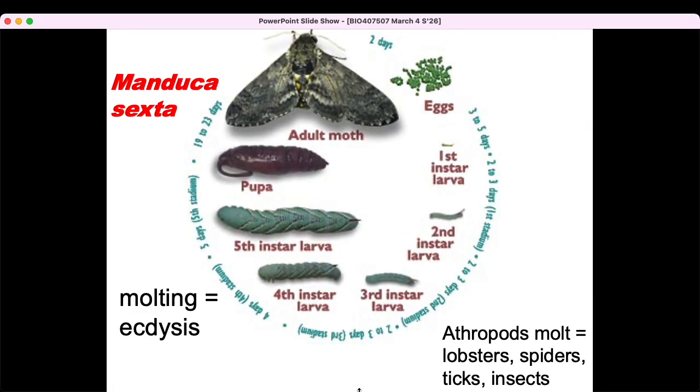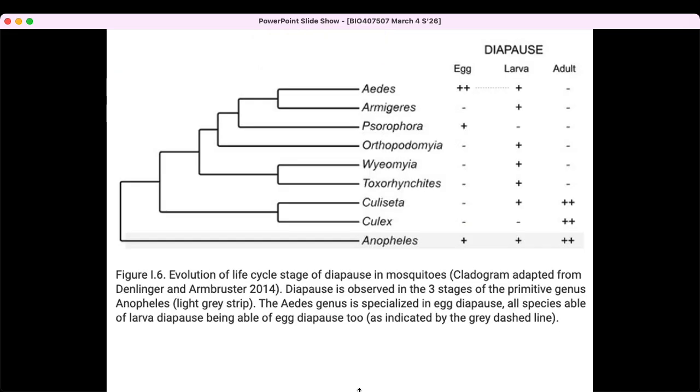So then I'll just show you this. It's just a detail, but this ability to overwinter appears to have evolved independently a lot of times. So this just shows some closely related species, and it shows whether they diapause or not. And they've evolved diapause, and you can see they've evolved diapause at different stages. And you see that around here.